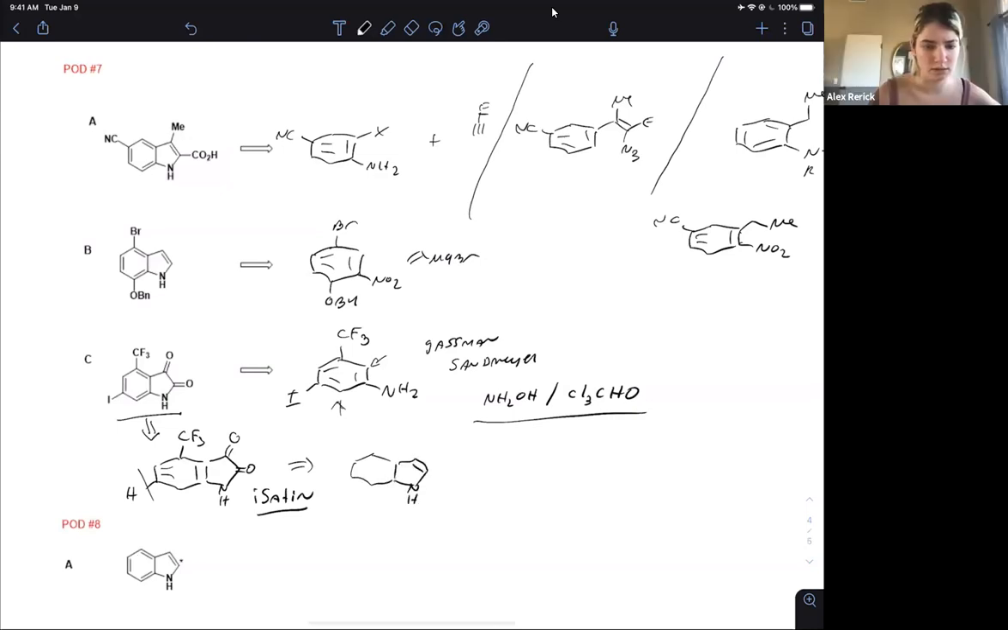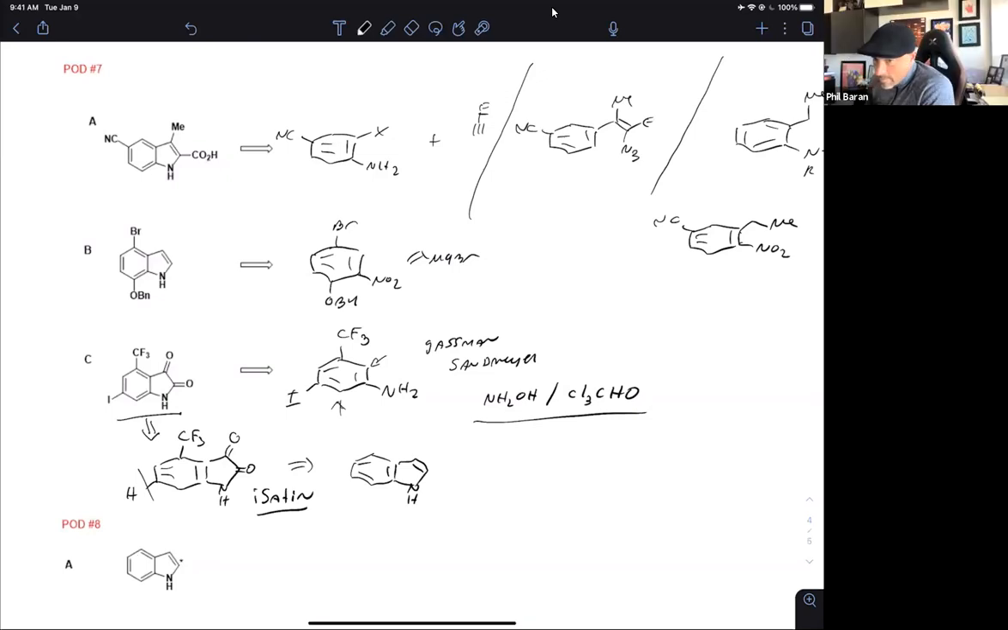Okay, and we have conditions. In one step? Usually, yeah. There's a two-step protocol, but there's a lot of methods out there for going to isatin from an indole. You can also do it through methylation strategies, and there's a number of ways of getting to isatins.